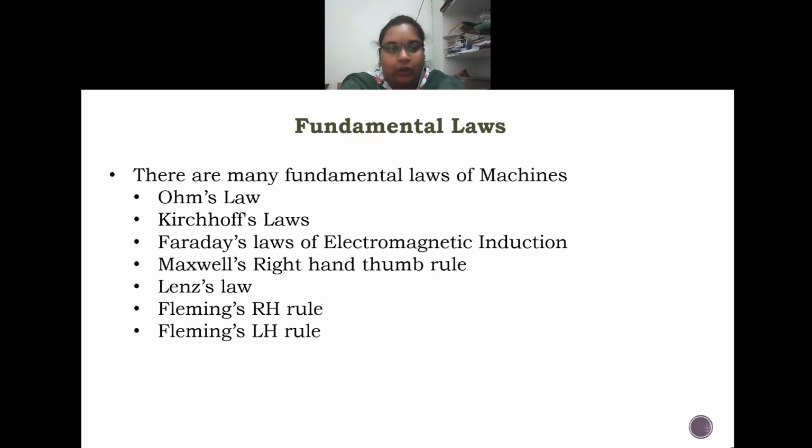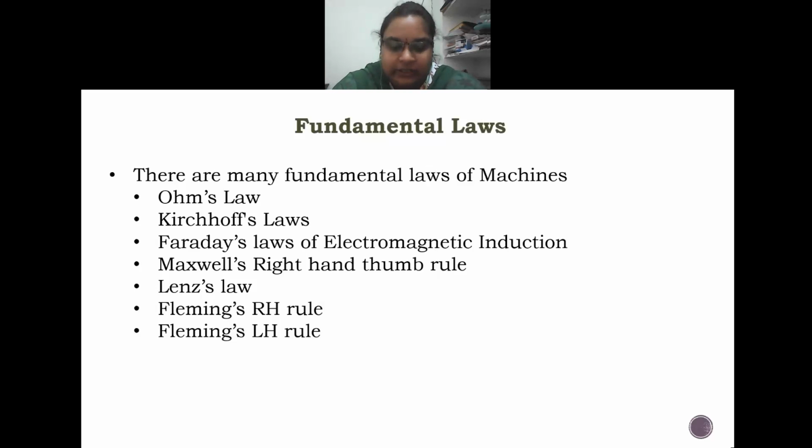Let us see what they are, why they are being used and what they depict in general. If we are using a law, it must have some application. It should give us some kind of information. That is why we are using that law, right? So let us see what those laws are and why we are using them.